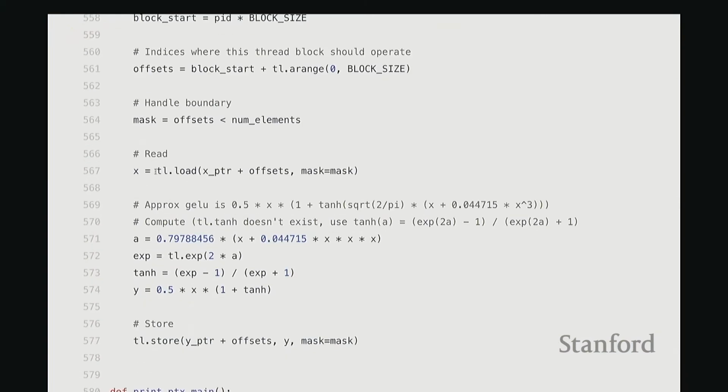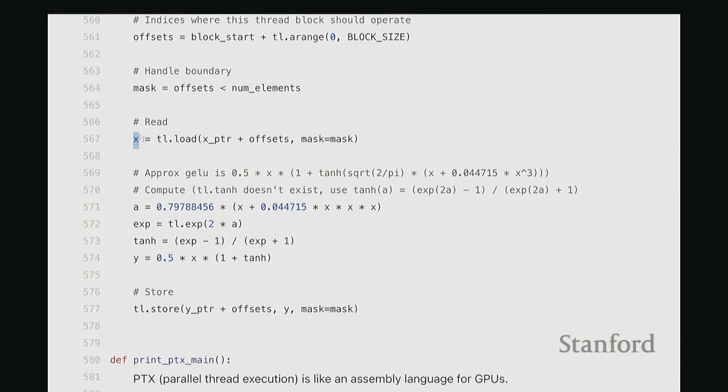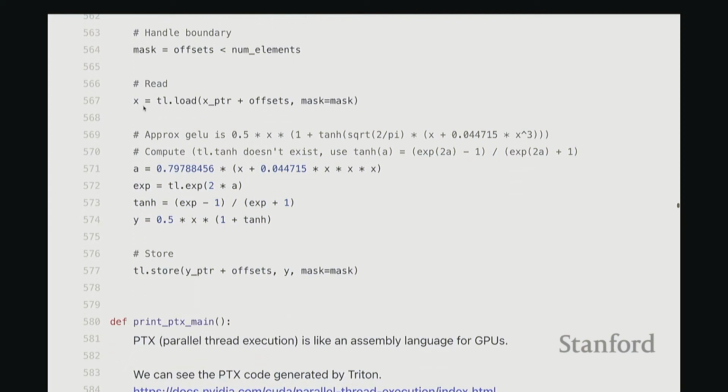Now, I'm going to load everything at once in a single vectorized operation. So x pointer plus offsets, these are the values that I'm responsible for, masked, and it's loaded into x, which is my internal temporary vector that I need. And with this temporary vector, I'm going to do exactly the old GELU computation. There's no tanh, so I compute that manually.